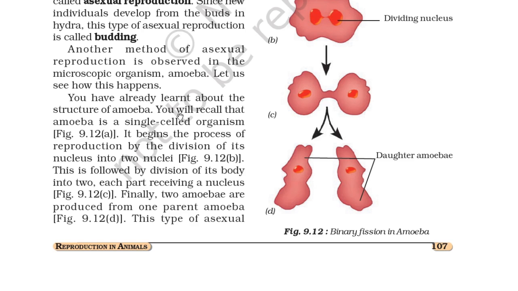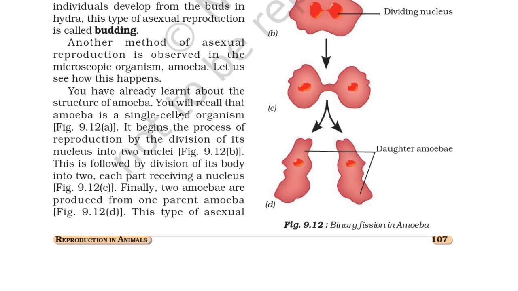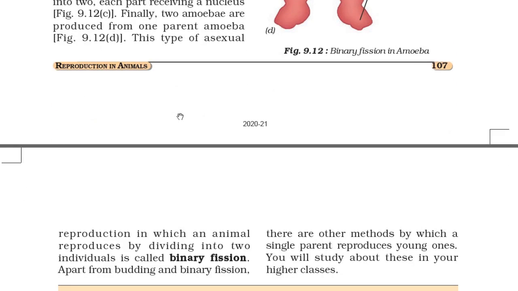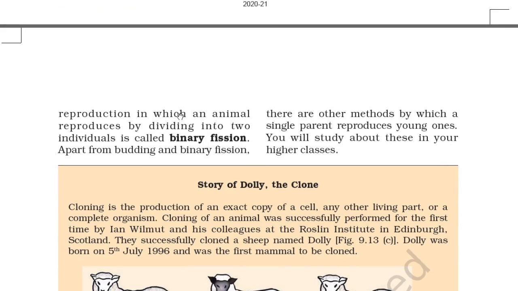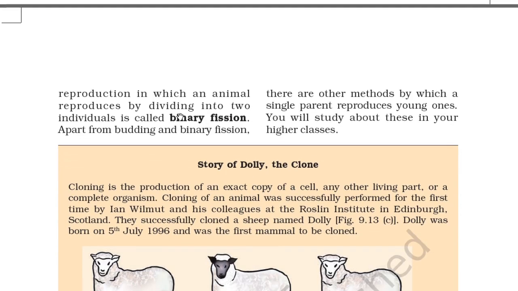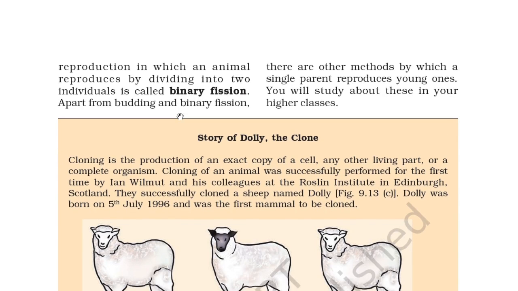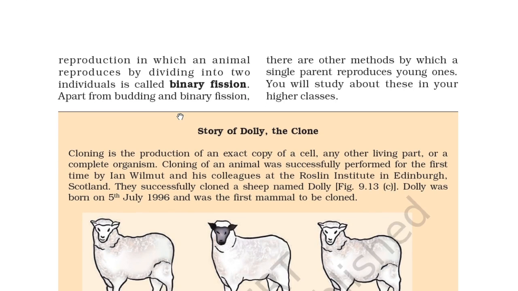The nucleus divides, and then this is followed by division of its body into two parts, each part receiving a nucleus. You can see in figure C. Finally, two amoebas are produced from one parent amoeba. So you can see in D. This type of asexual reproduction, in which an animal reproduces by dividing into two individuals, is called binary fission. Apart from budding and binary fission, there are other methods by which a single parent produces young ones. You will study about this in higher classes.